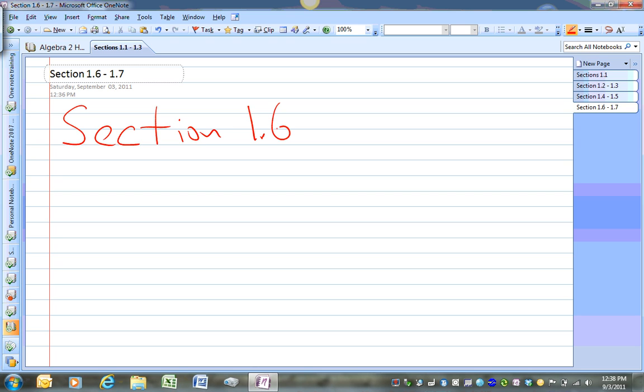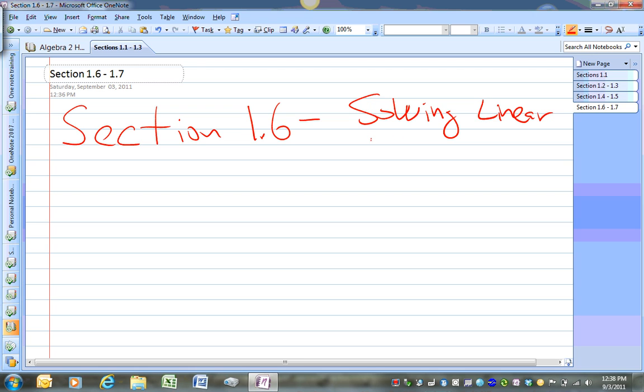So section 1.6. That's on solving linear inequalities. They're very similar to solving linear equations. Just want to get x by itself. That's really it. So we will start with a very basic example.